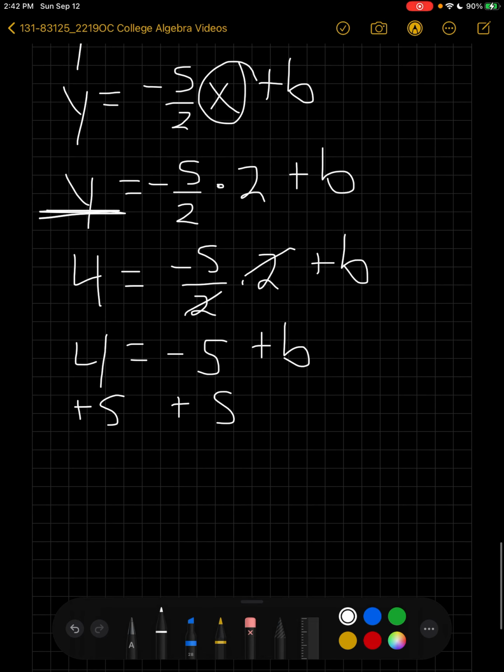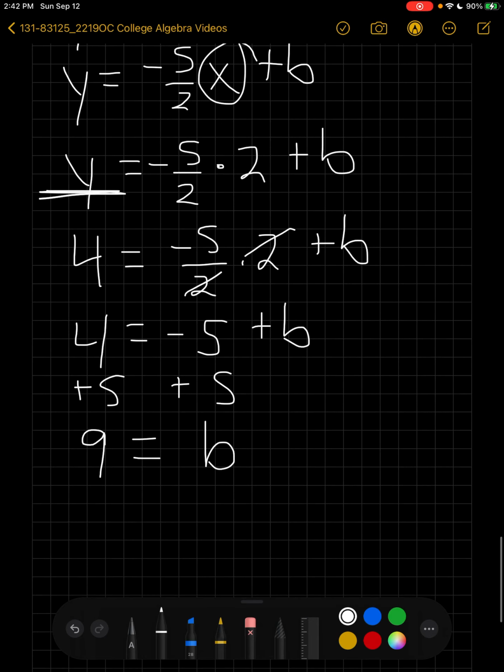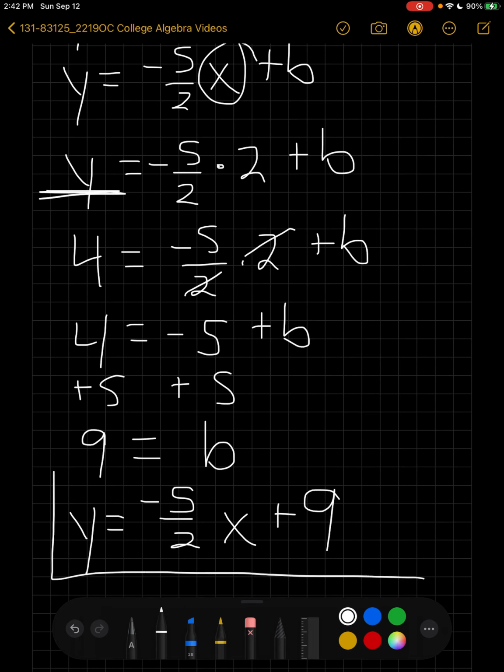I can add 5 to each side. And now I know that 9 is equal to b. And so the equation for a line that is parallel to that first line is y is equal to negative 5 halves x plus 9. And that would be our final answer.